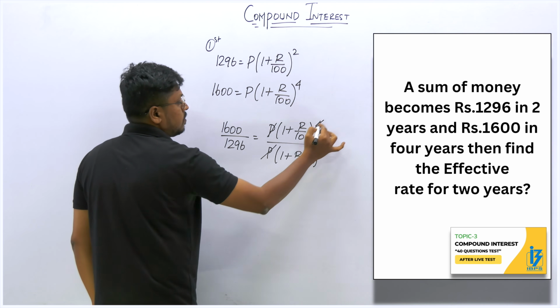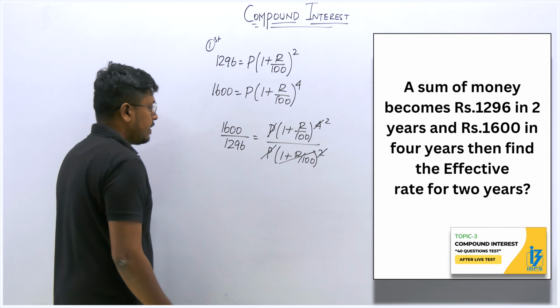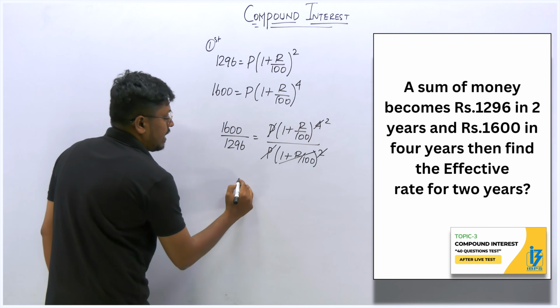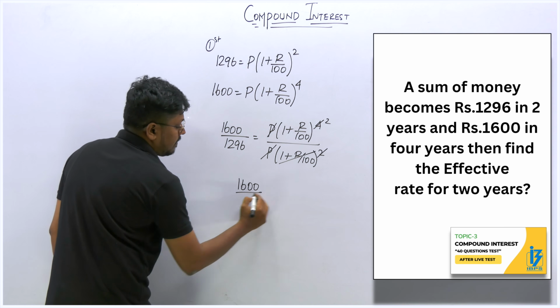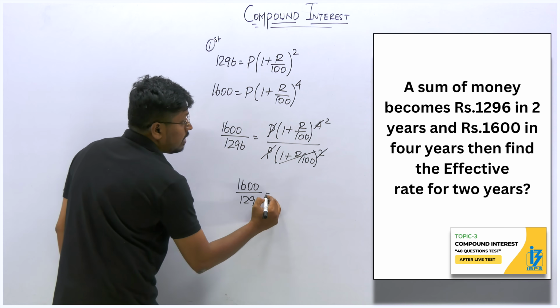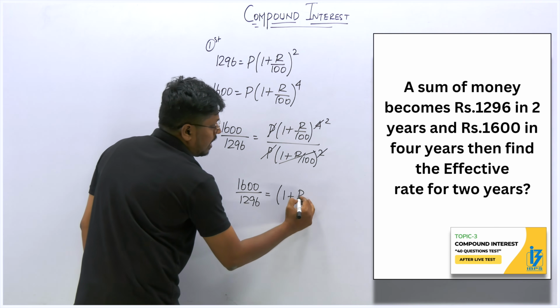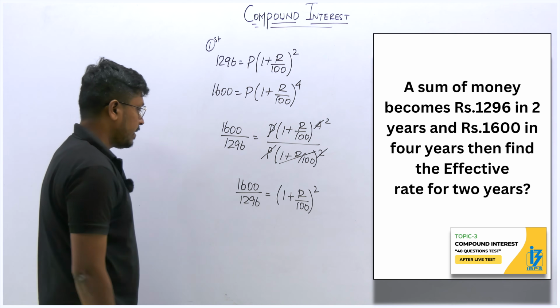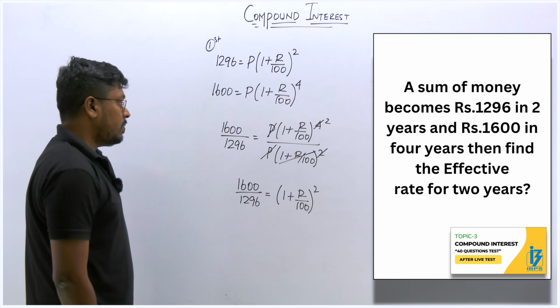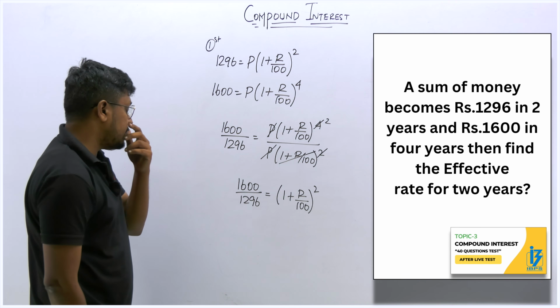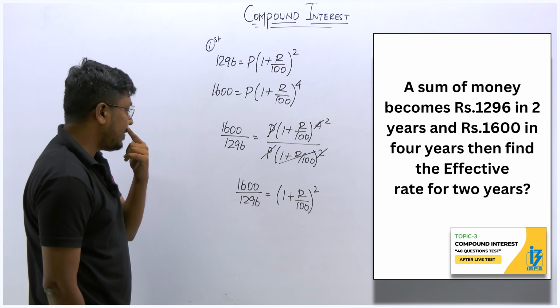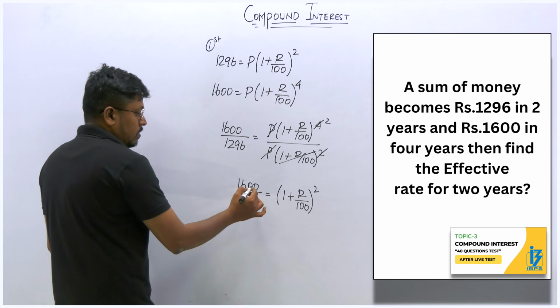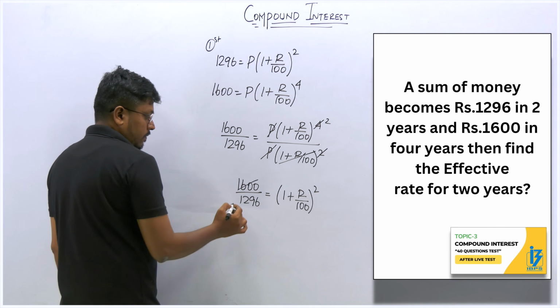So we can cancel 2 times here, complete this value. So finally the values that we have is 1600 divided by 1296 is equal to (1 plus r by 100) the whole square. So this value we have here, right? Now taking square root, resulting we can cancel this on 2 table or else 4 table.